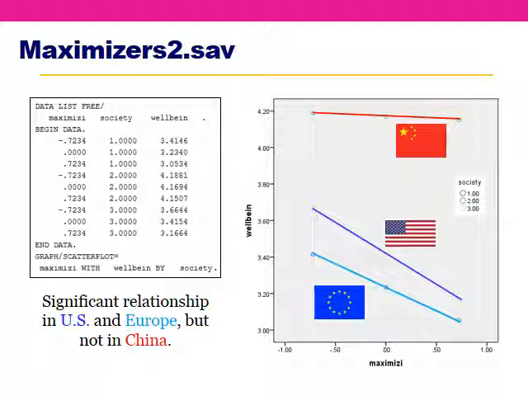So again, different process. It was a lot faster and easier to do it this way, but we ultimately got the same result. We found that there is a negative relationship between maximizing and well-being, but only in the US and Europe. No such relationship exists in China.